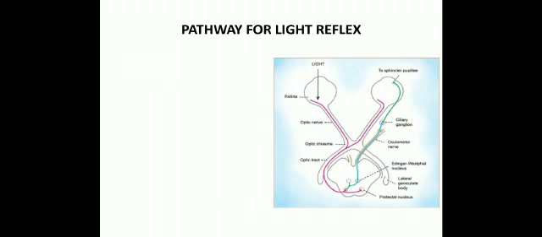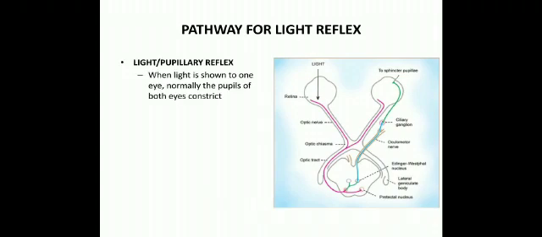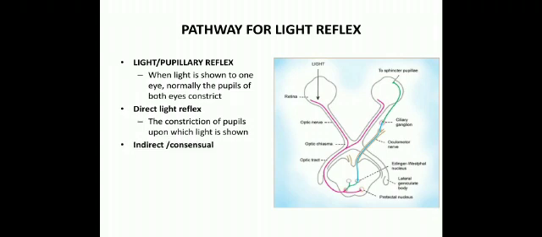So, now the pathway for the light reflex, or the pupillary reflex. When light is shone on one eye, normally the pupils of both eyes constrict. The direct light reflex means the constriction of the pupil on which light is shone. Indirect or consensual reflex is the constriction of the pupil of the other eye even though no light is shone.